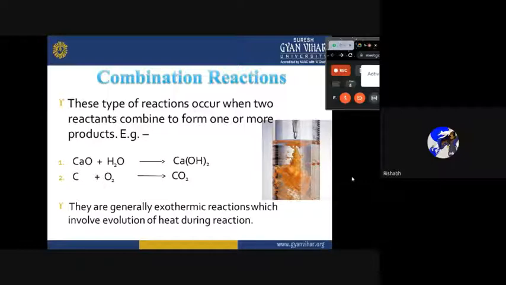And second example is carbon plus oxygen molecule. So it is giving you carbon dioxide. It is a balanced equation because the number of atoms of each element on the left hand side is equal to the number of atoms on the right hand side for each element. And these combination reactions are generally exothermic reactions, means they emit heat or they produce heat when the reaction is going on, which involves evolution of heat during the reaction.